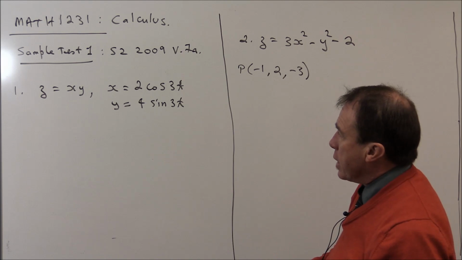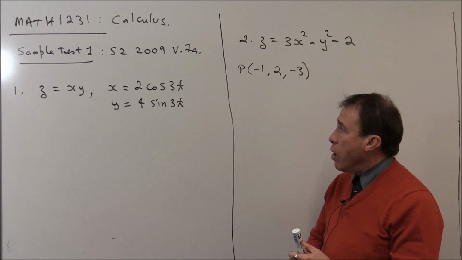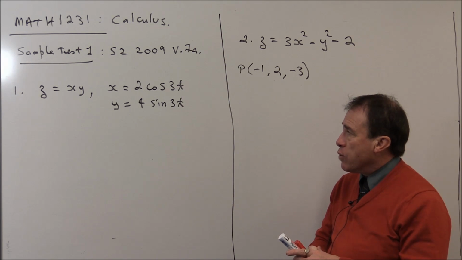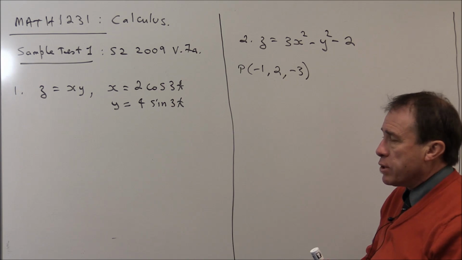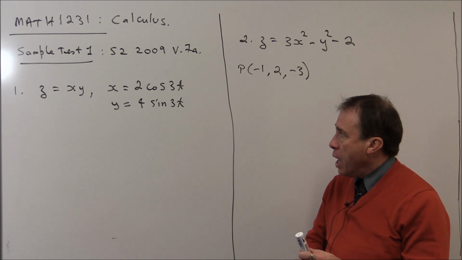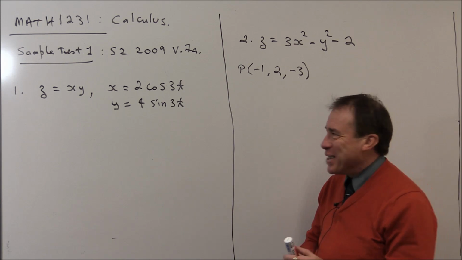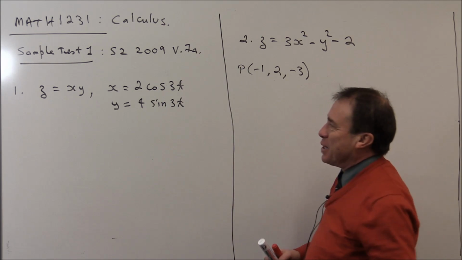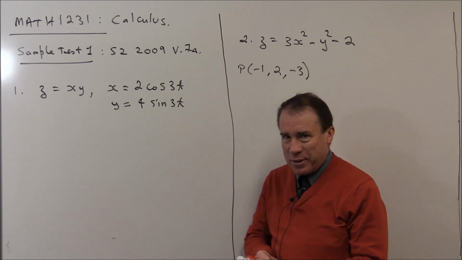Okay, the first one says we're given a function z of two variables, it's x times y, and we're given that x is 2 cos 3t and y is 4 sin 3t, and we're asked for the derivative of z with respect to t. Now, of course, one could cheat very easily with this, and that is you just multiply these two together and you get 8 cos 3t sin 3t, and then you just differentiate using high school methods.